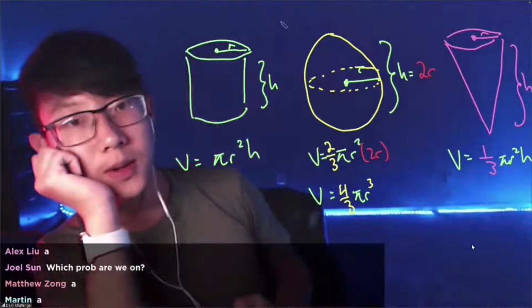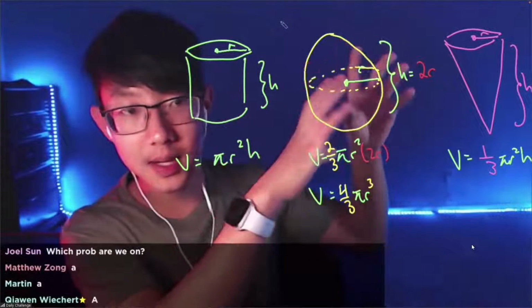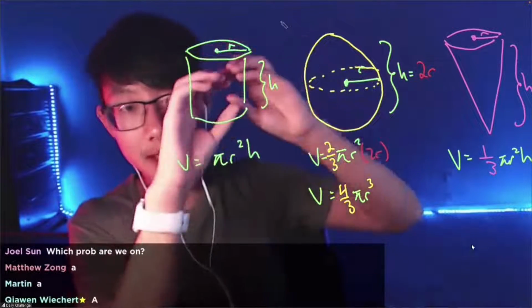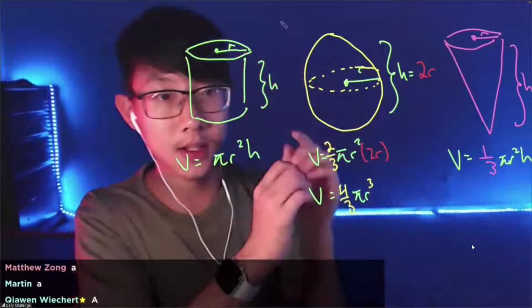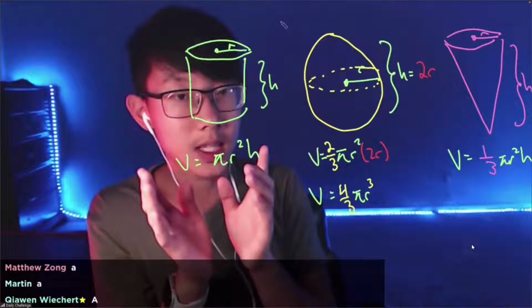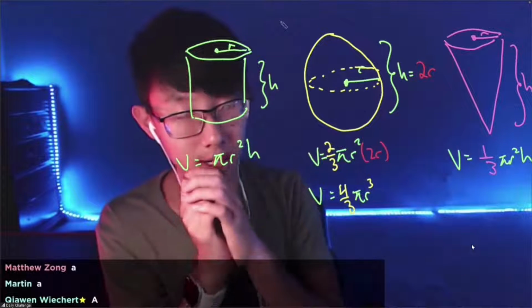So the relationship between the three is that a sphere is 2/3 of a cylinder. If it's the same height and radius, it fills up exactly 2/3 of a cylinder. And a cone, 1/3. So if you look at the formulas, the sphere is 2/3 pi r squared h, and the cone is 1/3 pi r squared h.